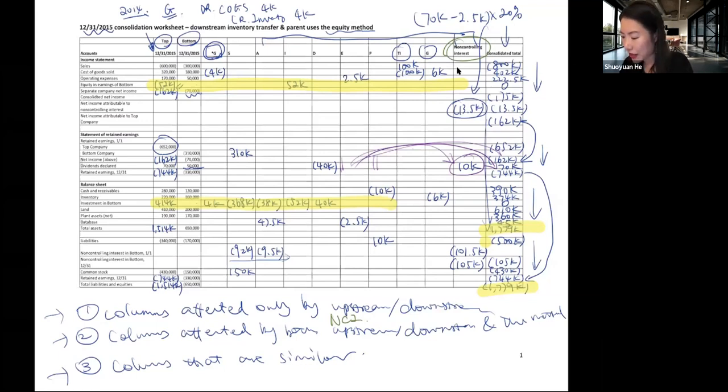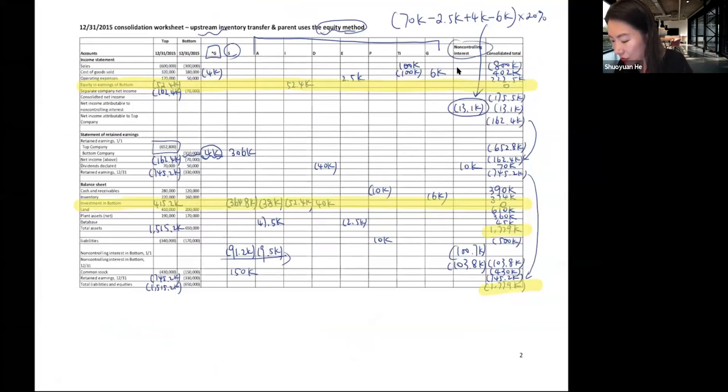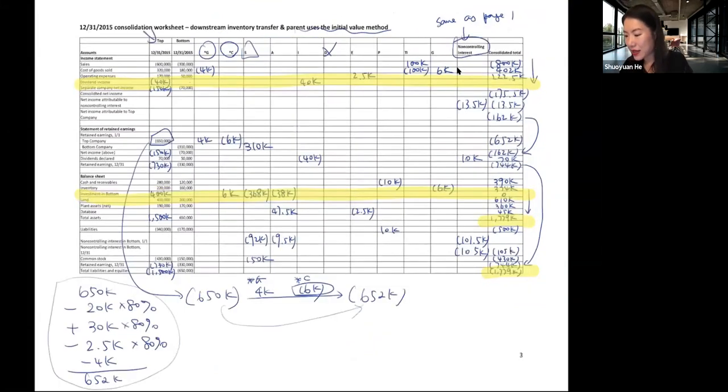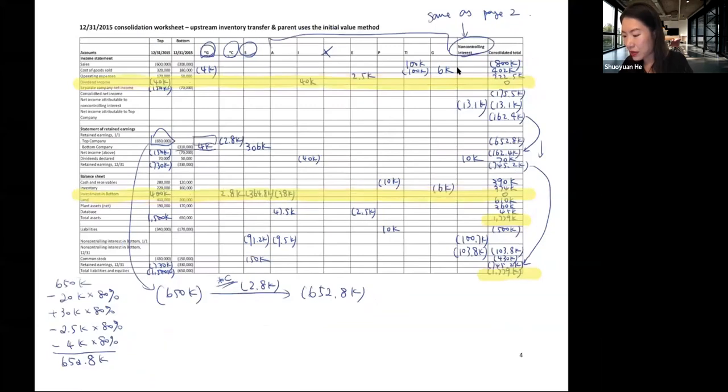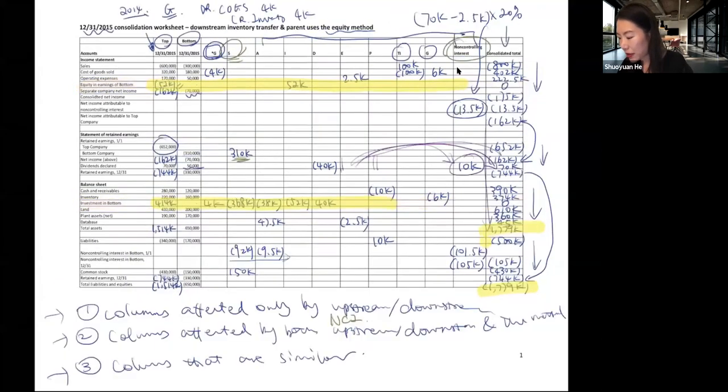And then another obvious column is your S column. Your S column is affected by upstream or downstream. So for example, in the downstream situation, we debit beginning subsidiary's retained earnings for 310, and for the upstream we debit 306. So downstream 310, upstream 306. So your S column is also affected only by upstream or downstream.